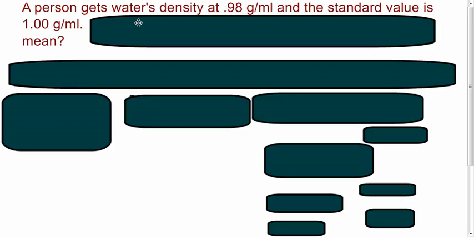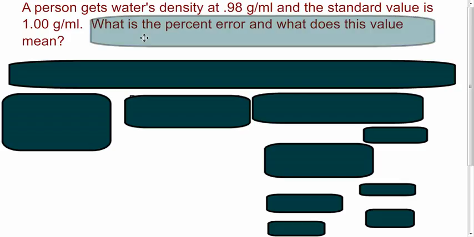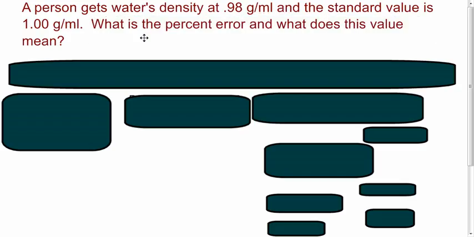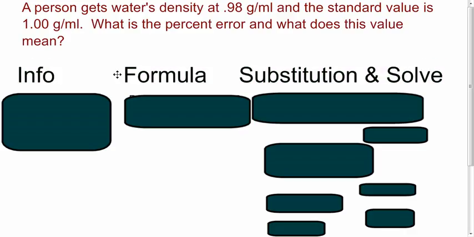Let's say a person gets water's density at 0.98 grams per milliliter, and the standard value is 1.00 grams per milliliter. What is the percent error, and what does this value mean? So, when we do these kinds of problems, we're going to set it up with the 4-step format: info, formula, substitution, and solve.